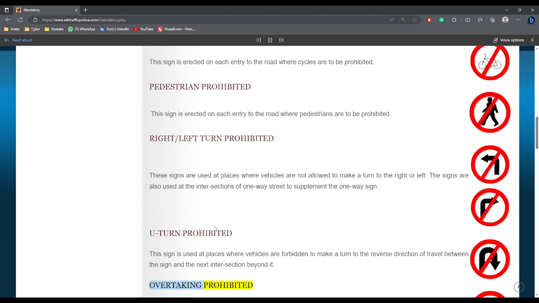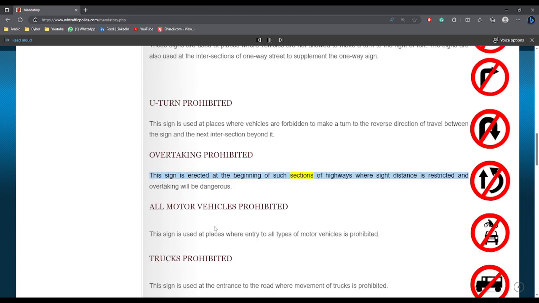Overtaking prohibited. This sign is erected at the beginning of such sections of highways where sight distance is restricted and overtaking will be dangerous. All motor vehicles prohibited. This sign is used at places where entry to all types of motor vehicles is prohibited. Trucks prohibited. This sign is used at the entrance to the road where movement of trucks is prohibited.